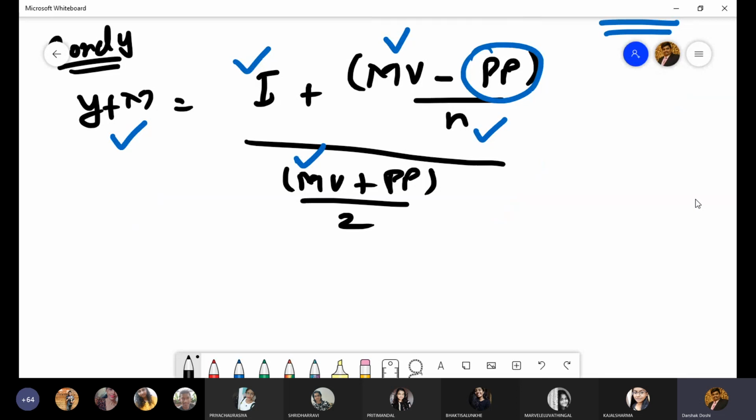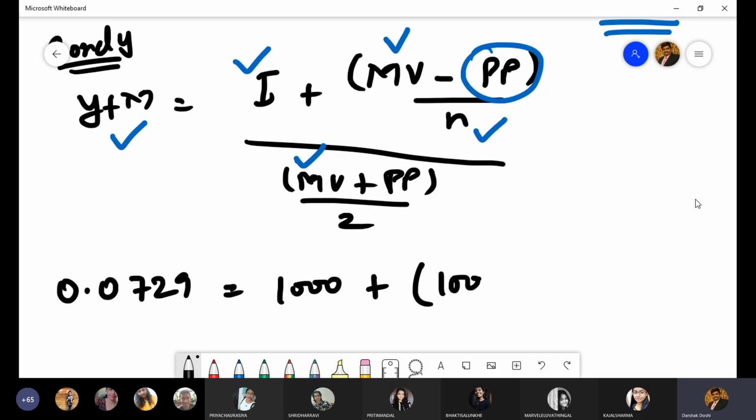So let us substitute the data. YTM of bond Y, I'll not take in percentage, I'll write 0.0729 is equal to the coupon rate given to us is 10%. 10% of 10,000 is 1,000. 1,000 plus, it is maturing at par, so maturity value will be 10,000 minus purchase price. Now we will not write purchase price or P, we'll write X for our calculation, divided by 5.